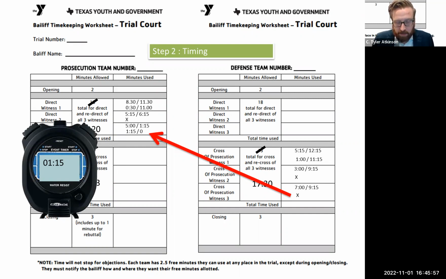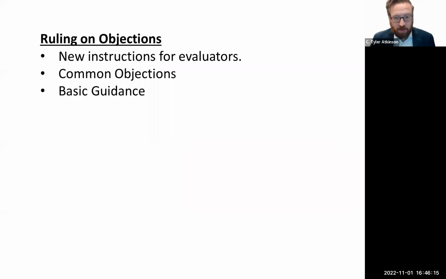Prosecution team is supposed to bring their own bailiff. Prosecution in the round is responsible for bringing their bailiff, whether that is an advisor or a defense witness that's not also a prosecution witness. All right, ruling on objections.